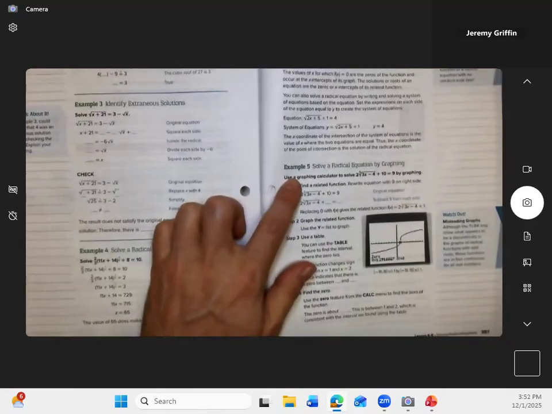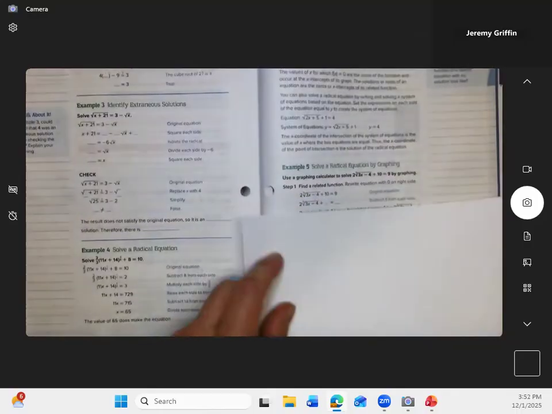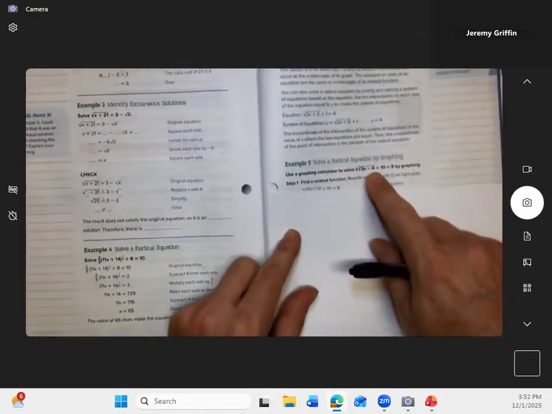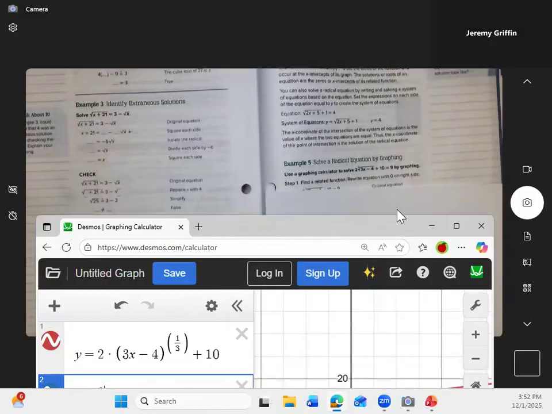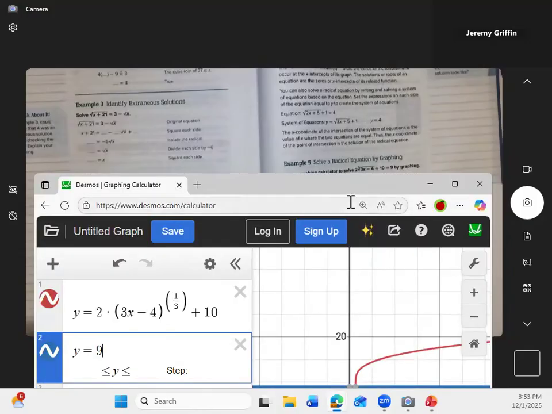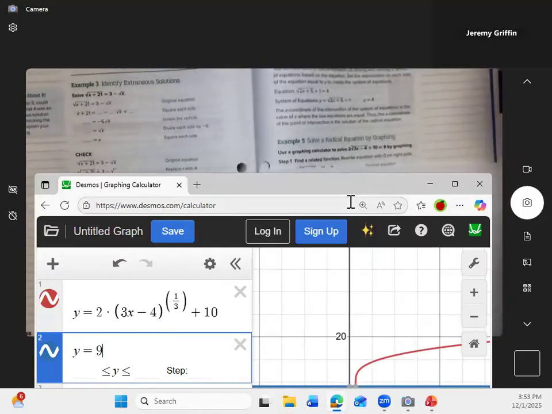Solving a radical equation, oh, by graphing. Use a graphing calculator to solve it. Here's what I do: I'm just going to throw that straight into Desmos and we'll find out. All right, so I just put those into Desmos. Here's the way I did that. I took this first expression, 2 times the cube root of 3x minus 4, plus 10. So that whole thing.